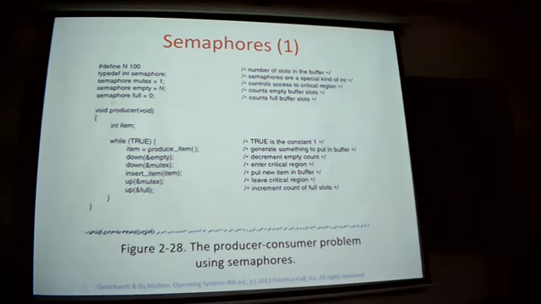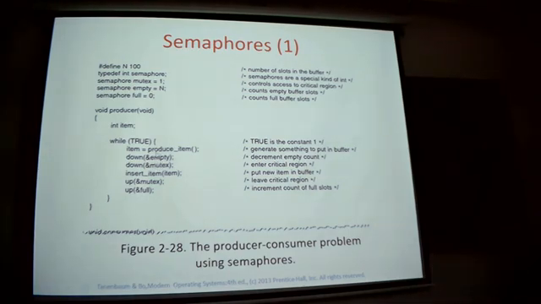Now, focus on the program of the producer. Focus on these lines. The producer generates an item, yes? And now we use the down instruction, and the parameter is empty. It means that because the producer has generated a new item, he wants to put the new item into the buffer. So the number of empty slots should be decreased. Okay, so we just decrease the value of empty.